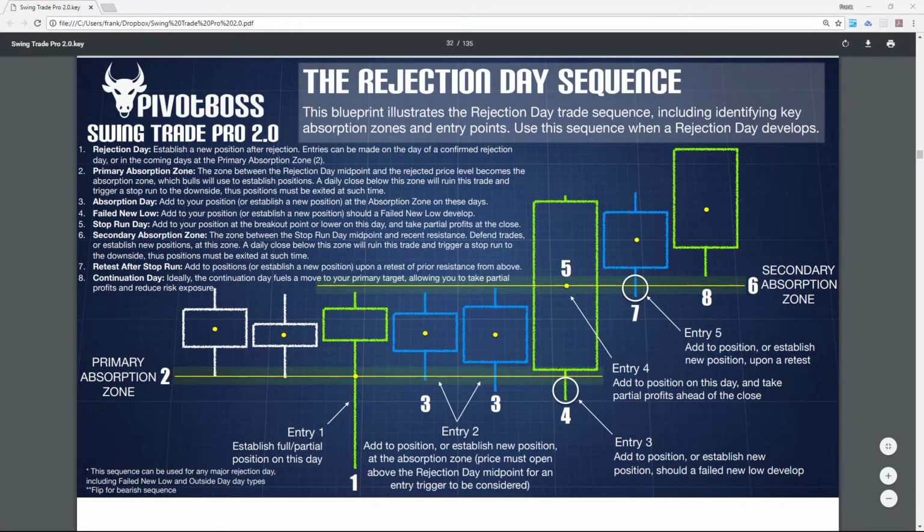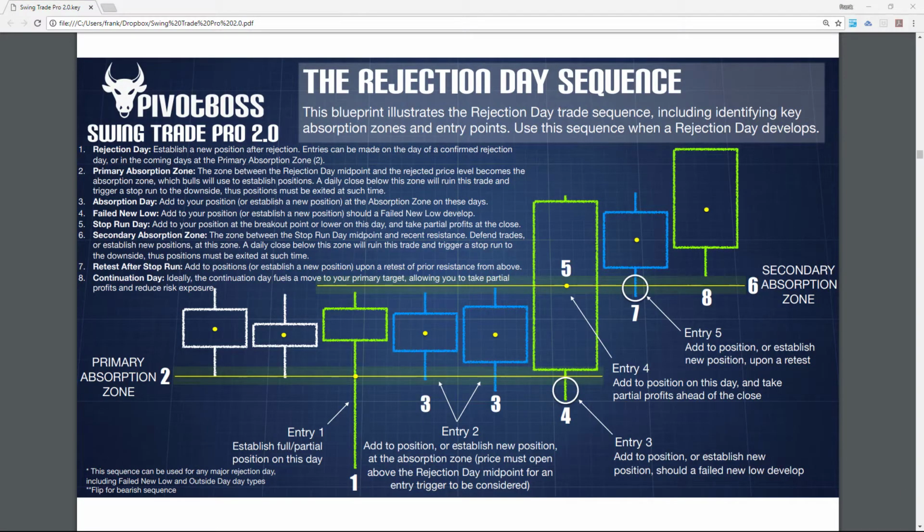All right, well, now that we have a great understanding of our day type blueprints, the rejection day blueprint, the absorption day blueprint, failed new low blueprint, outside day blueprint, and the stop run day blueprint, those are very, very powerful. We now have 4 trade sequences that we can use in order to help us find and trade high probability opportunities in all markets.